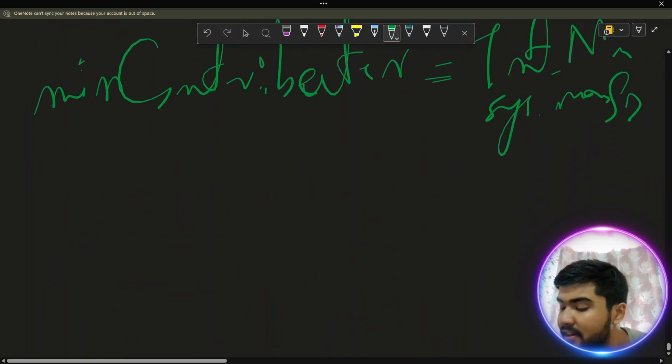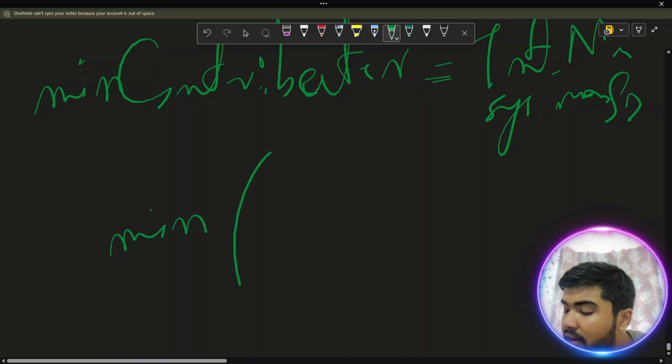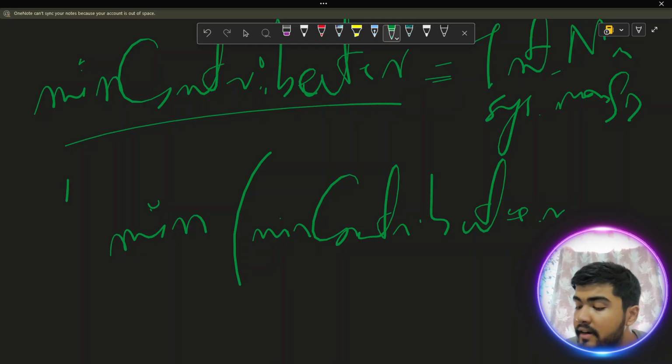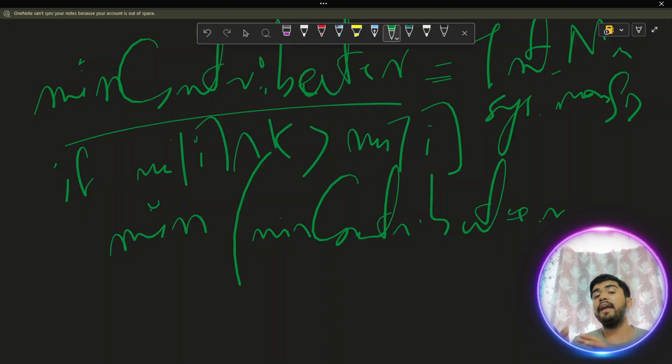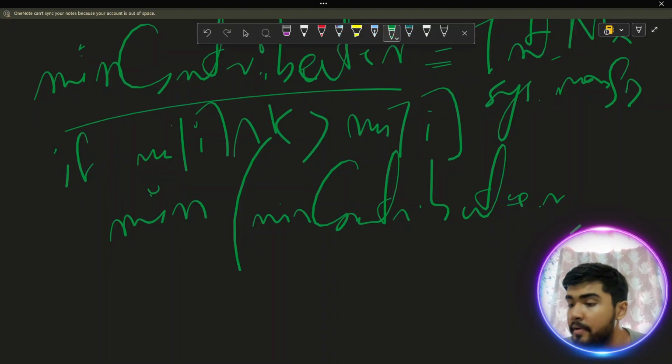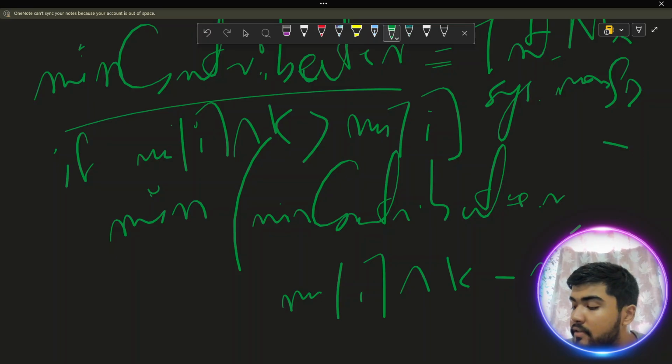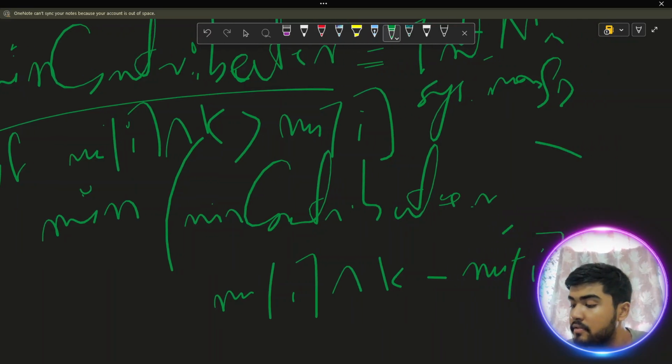So my min contributor should be the minimum of my min contributor and, if it is an increase, let's suppose nums[i] XOR k is greater than nums[i], so with XOR it increases my answer, its contribution becomes how much? nums[i] XOR k minus nums[i]. That is the first case. That is the contribution of this orphan node.